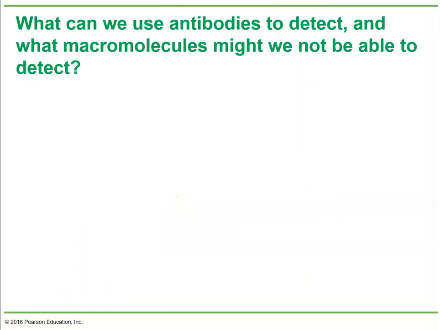All right, the final learning check, and what I would like you to think about is, based on what I was speaking to you about, what kind of things can we use antibodies to detect? So list all of those that you can think of, and then what macromolecules might we not be able to detect with antibodies? So all of the things you can detect and things you think maybe we wouldn't be able to detect with an antibody. So maybe don't list all of the things that we can't detect, but at least maybe list 2 or 3 that you think we might not be able to detect with an antibody.